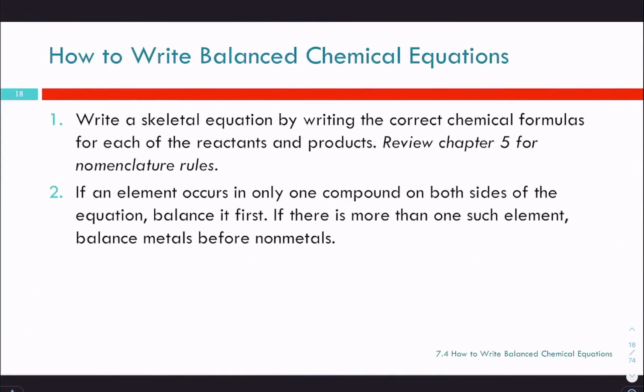We'll, of course, talk about predicting those sorts of things. And then if an element occurs in only 1 compound on both sides, balance it first. So if it's in 1 compound on both sides, balance it first. And then if there is more than 1 such element, balance metals before nonmetals.